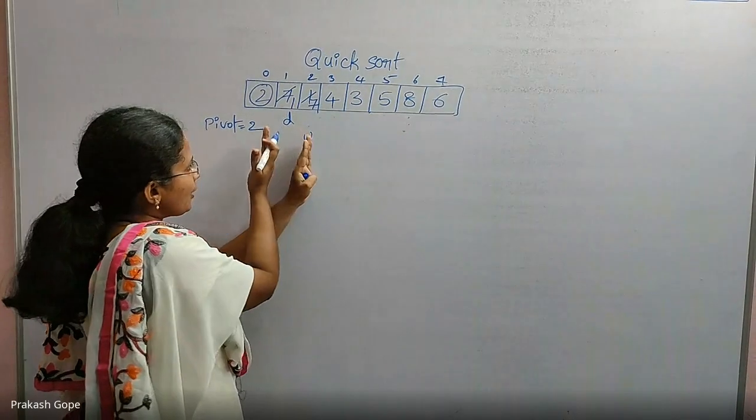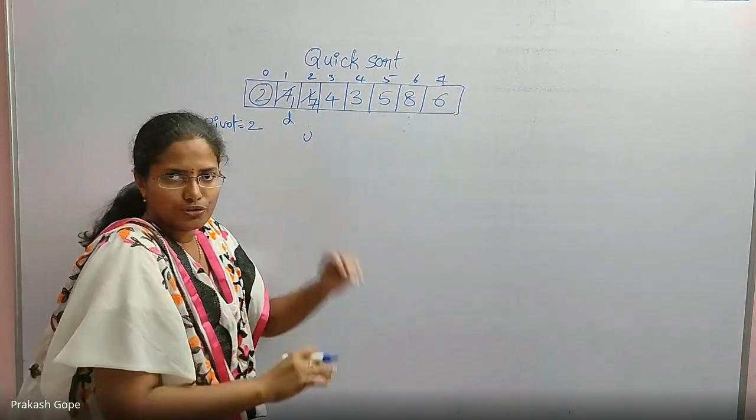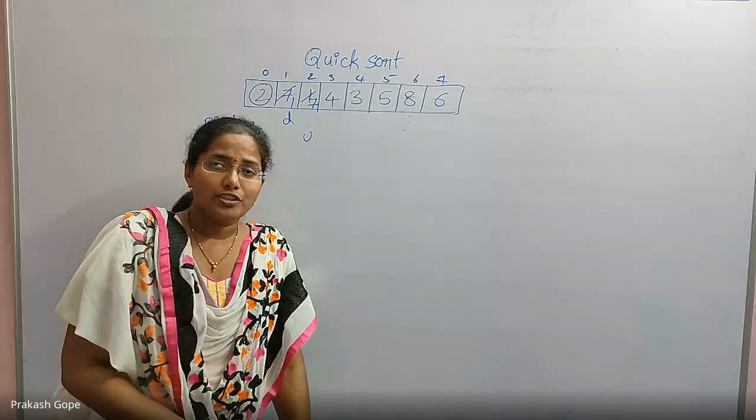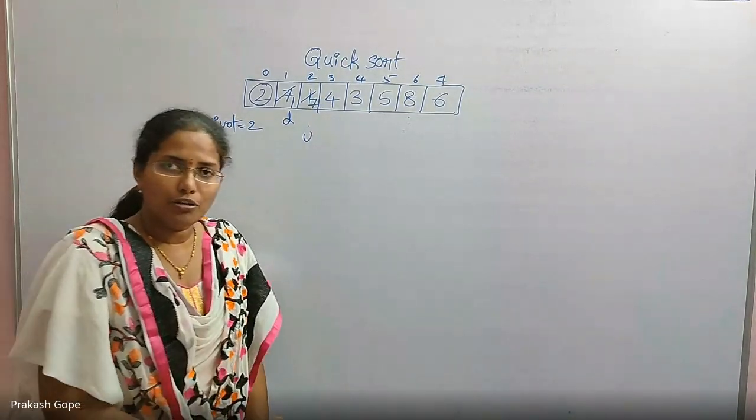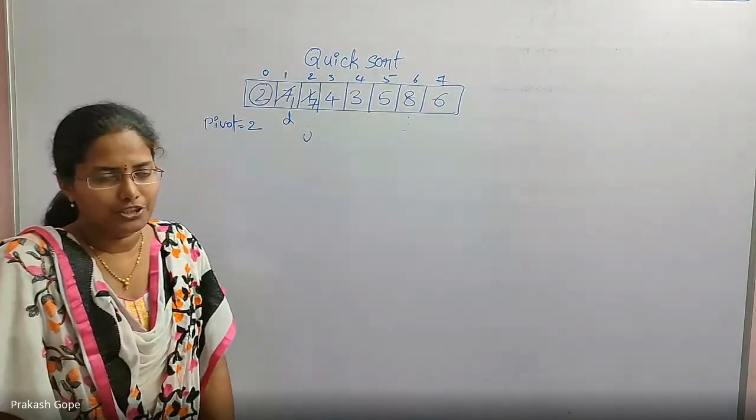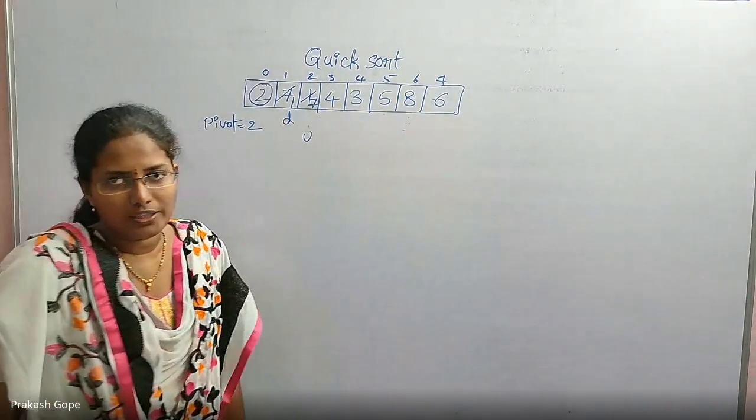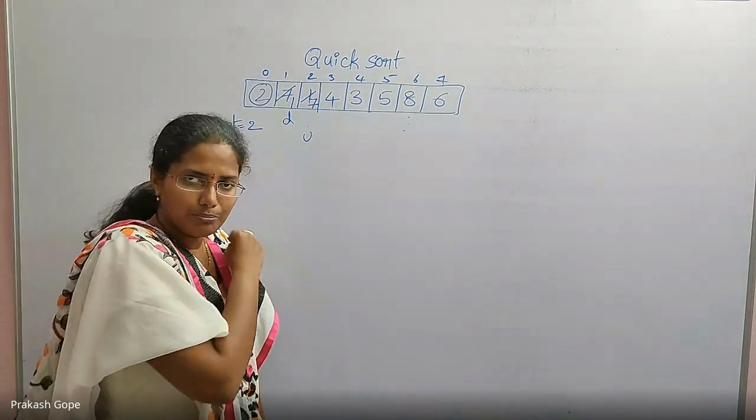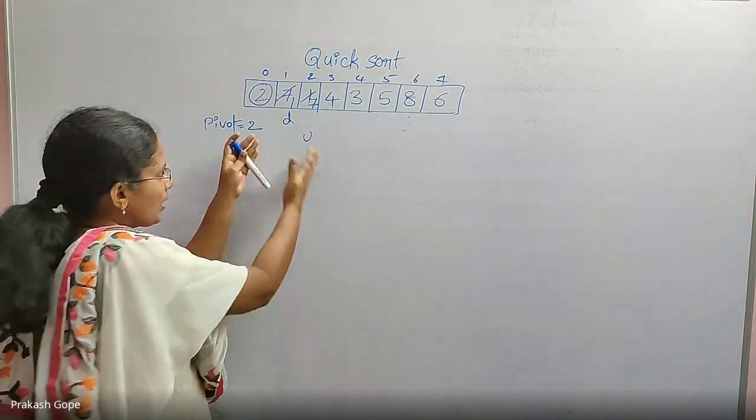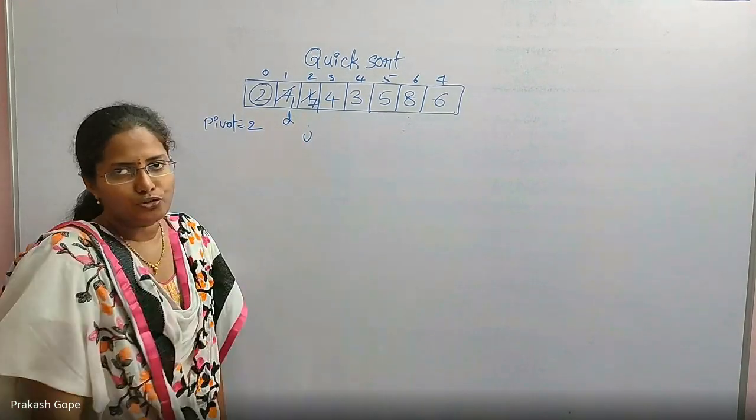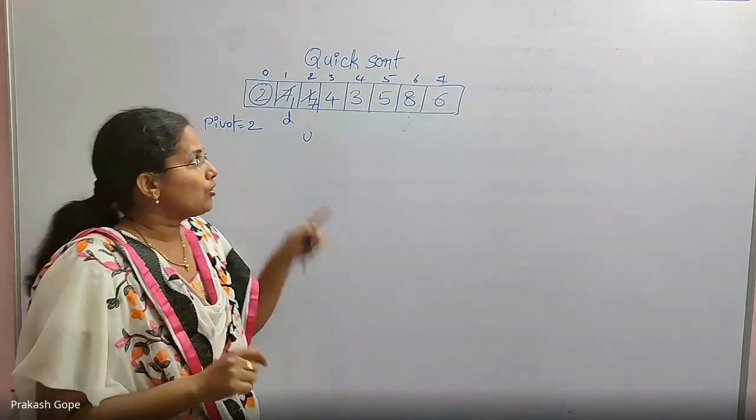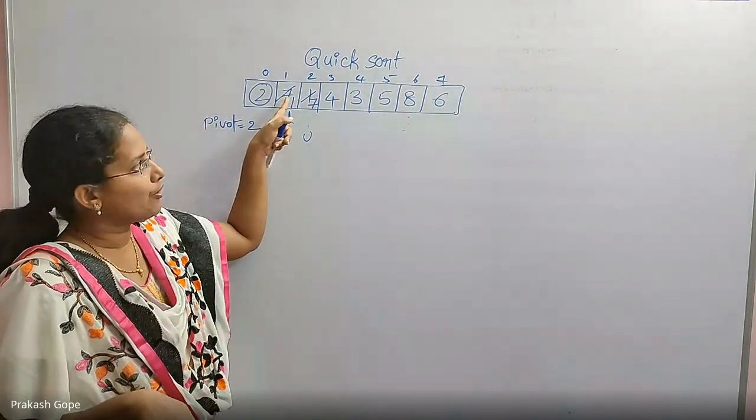But when up and down have become like this, you should stop the process. Which means as long as up is less than or equal to down, you should continue the process of comparison. But once they became like this, which means the pivot element is compared with all the elements. That's why up and down are like this now. Now you stop. Down position is the right position for pivot.